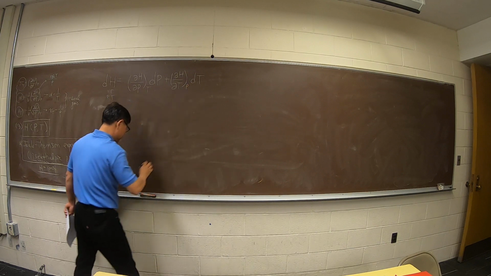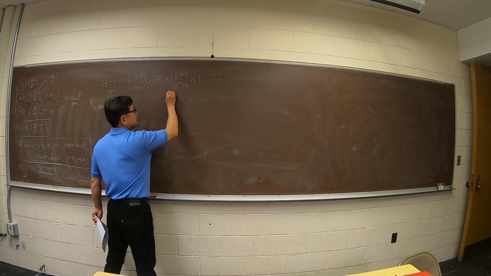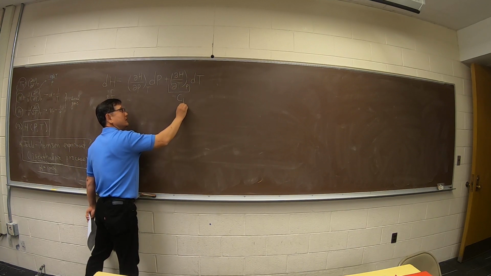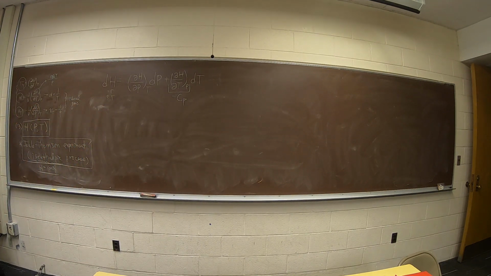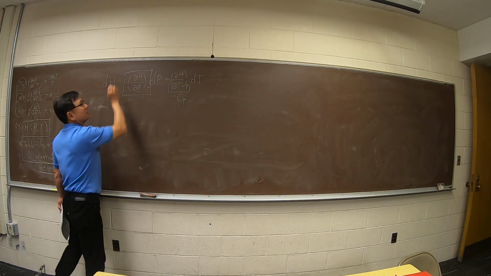And now you start to see the choice that I make. Let's deal with something that is easy to deal with. What do you call this? Heat capacity under constant pressure. Right? But this other one is not easy to deal with. We're going to deal with this.